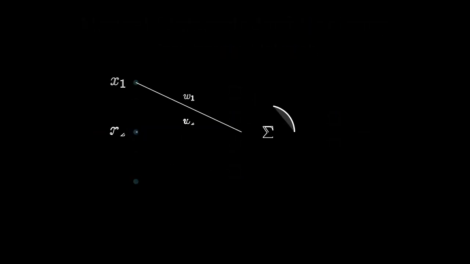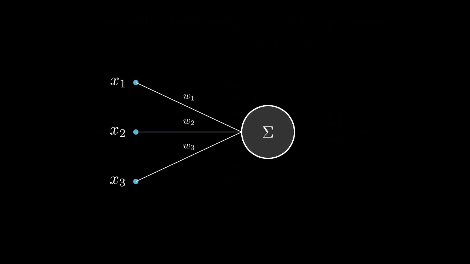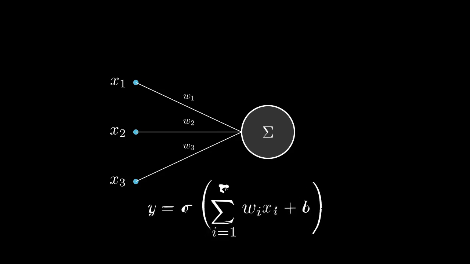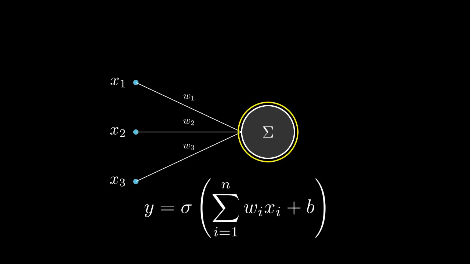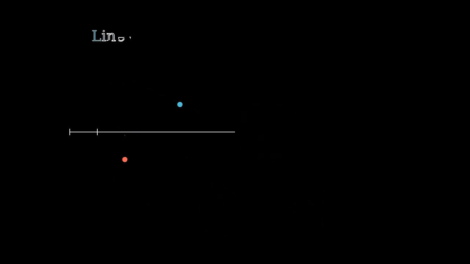The simplest version of this is the single layer perceptron. It consists of only one layer of neurons that takes multiple inputs, applies a specific weight to each, and sums them together. This sum is then passed through an activation function to produce a result.